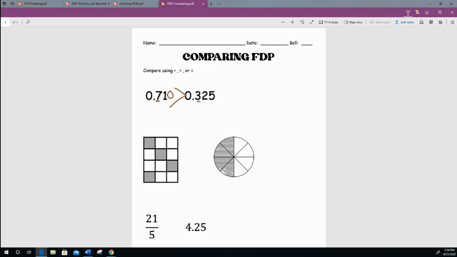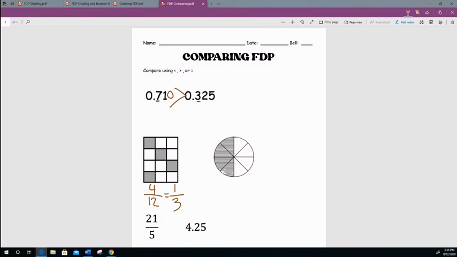Here, they actually want us to compare some shading. So with shading, we need to figure out how many boxes are shaded in this particular one. 1, 2, 3, 4 are shaded. 4 boxes are shaded out of a total of 12 boxes. Now, I do know that can simplify. 4 can go into 4 once, and 4 can go into 12 3 times. So this is 1/3. A third of these are shaded.